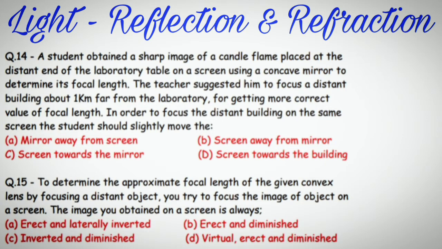Next question comes here. To determine the approximate focal length of the given convex lens by focusing a distant object, you try to focus the image of the object on a screen. The image you obtained on the screen is always: Option A, erect and laterally inverted. Option B, erect and diminished. Option C, inverted and diminished. Option D, virtual, erect and diminished. And the correct answer is inverted and diminished.